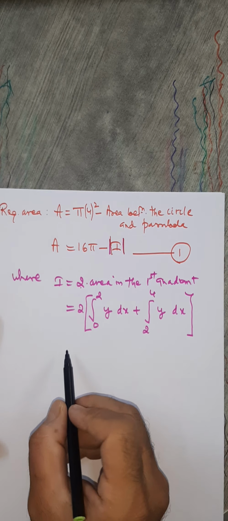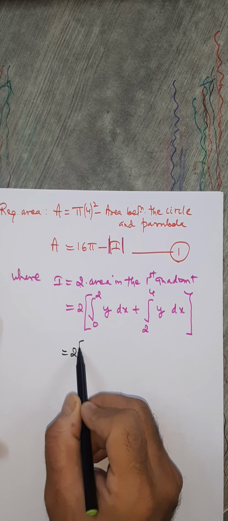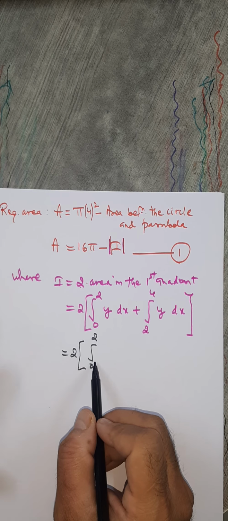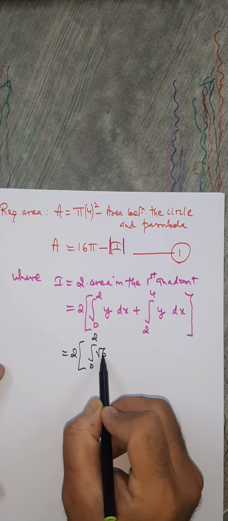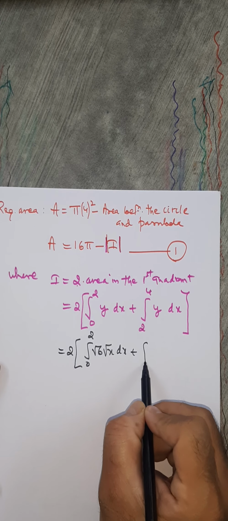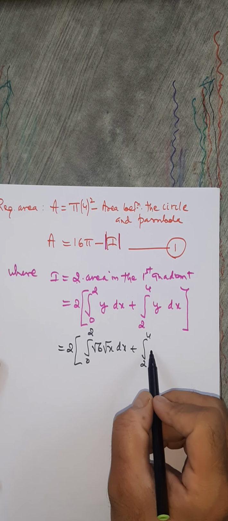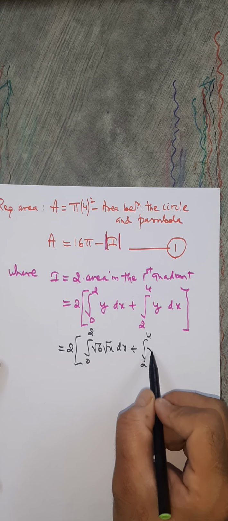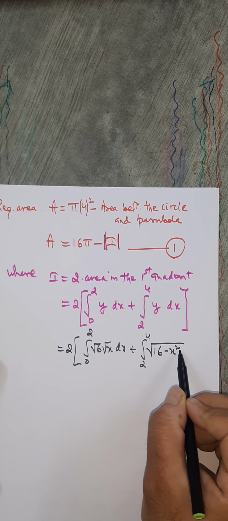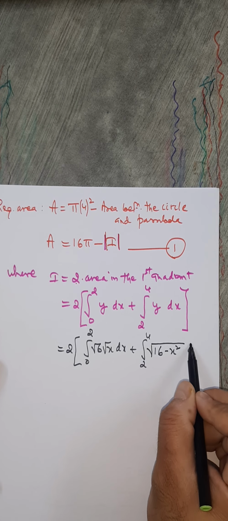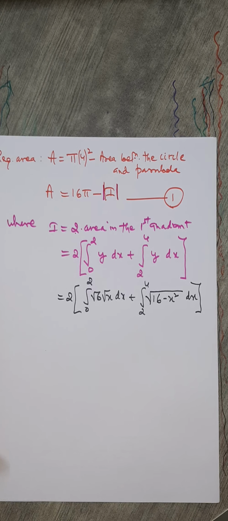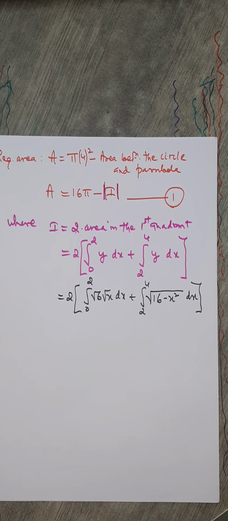Okay. So here 2 times the integral 0 to 2. What is y? y is the parabola. Take y out of the parabola. It will be root 6 root x dx, remember. Plus 2 to 4, and take y out of the circle. That is nothing but the square root of 16 minus x square, dx. Fine. Now we just integrate. This is now a simple question of definite integral, remember.